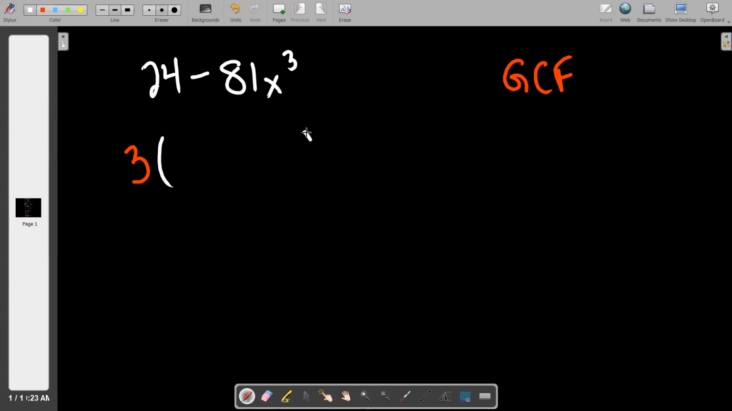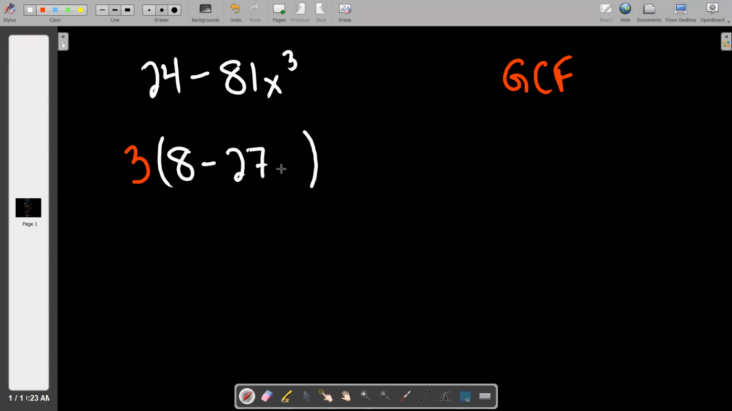People that try to skip the rebuilding the problem step, they generally kind of struggle at this. So there's no contest. There's no flexing on the world. Just take your time. What is 24 when you divide it by 3? It is 8. And what is 81 when you divide it by 3?